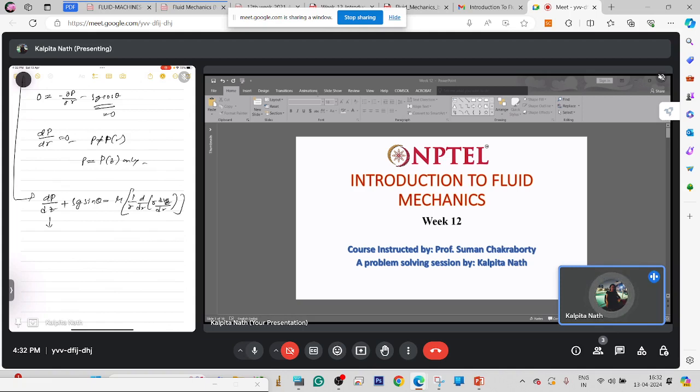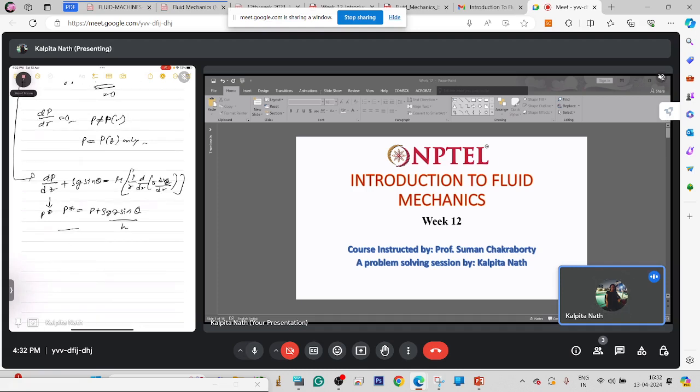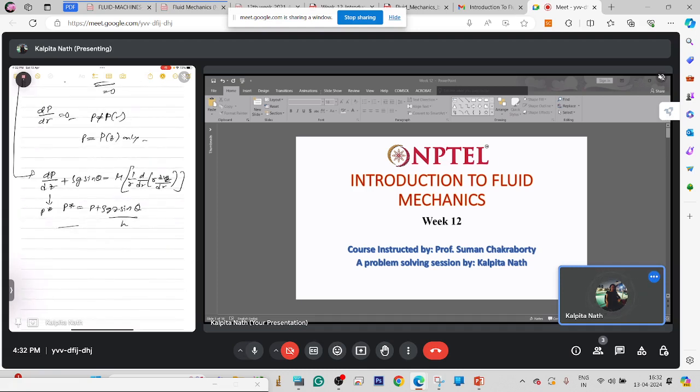Now this we can write as P star, where P star is equal to P plus rho g z sine theta. So this is H, the piezometric head. We already know about this. So we can write this as dp/dz is equal to mu times 1 upon r d/dr of r dvz/dr.